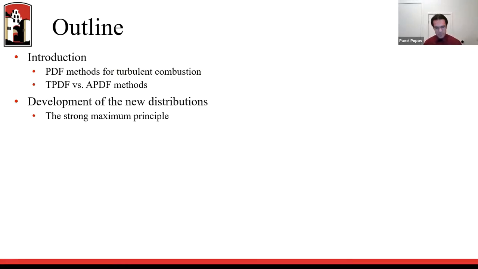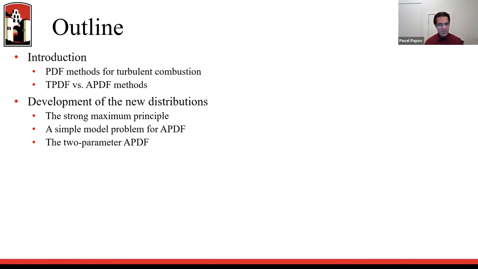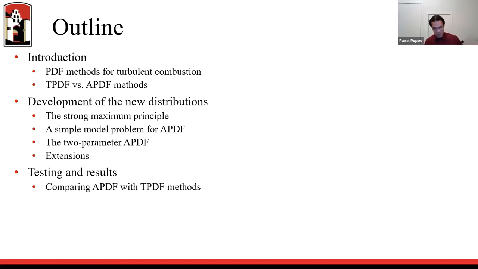And I'll start with introducing the strong maximum principle, which a lot of us are familiar with from partial differential equations, and what implications it has for this setting. I will introduce a simple round chickens in a vacuum kind of model problem, which the new types of distributions get exactly, and these new distributions are built around this problem, but are also shown to be more accurate than the beta distribution in other PDF settings. I'll define the new distributions and some extensions. And then we'll get into testing and results.